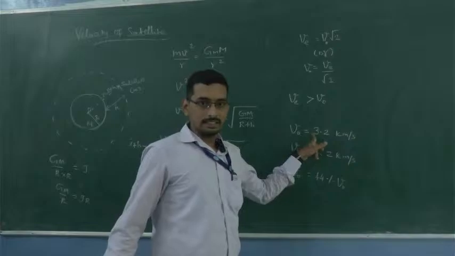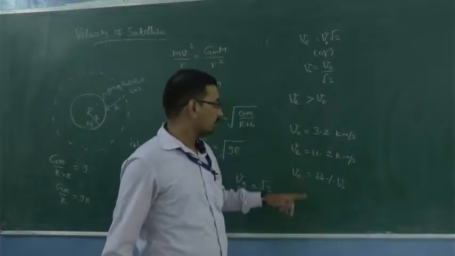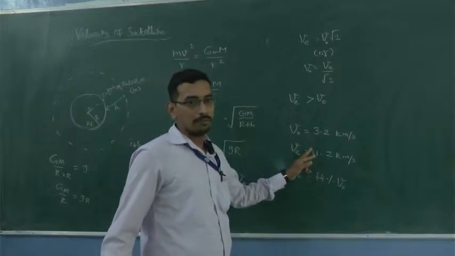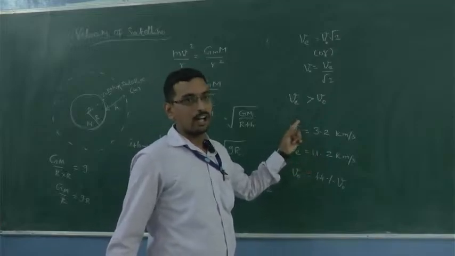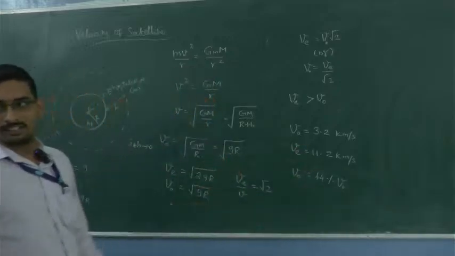So orbital velocity is 3.2, escape velocity is 11.2. When we compare, escape velocity is 1.4 times greater than orbital velocity. There is a calculation problem here, I will explain that.